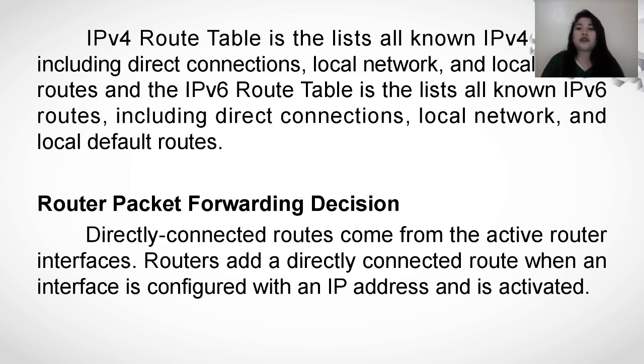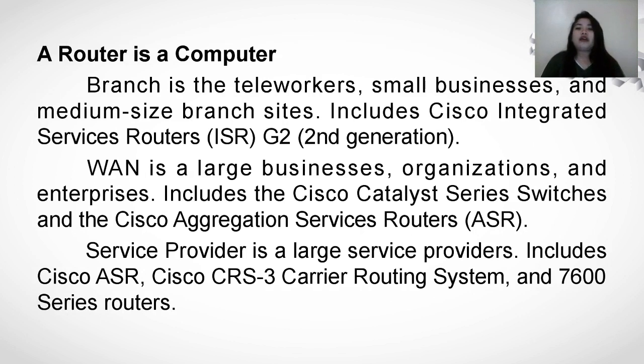Router packet forwarding decision. Directly connected routes come from the active router interfaces. Routers add a directly connected route when an interface is configured with an IP address and is activated. Then the next one: a router is a computer.